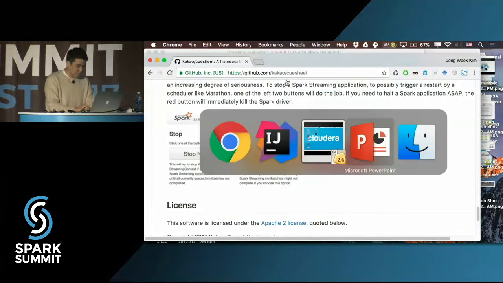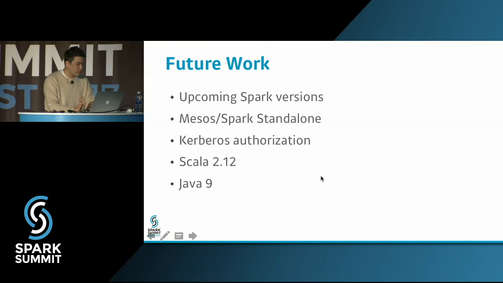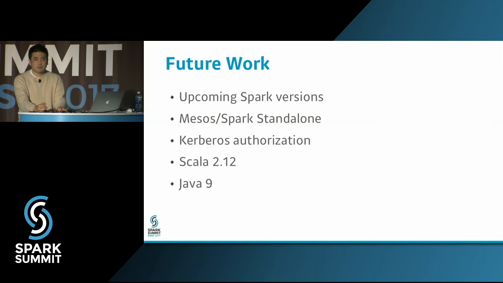Let me continue. So there are a number of future works that are planned for CueSheet. It currently supports Spark 2.1, and it supported Mesos and Spark standalone servers back in the in-house version when Spark was 1.x, but while open sourcing it and converting it to support Spark 2, the support was postponed. So I want to make it work with Spark standalone and Mesos servers.